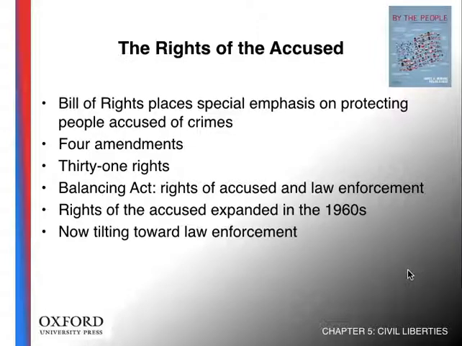So the Bill of Rights places special emphasis on protecting people accused of crimes. There are 4 amendments, 31 rights, and it's a balancing act between protecting the rights of the accused and law enforcement, which is security of the general public. The rights of the accused expanded in the 1960s, and a lot of those rights were incorporated around that time. But now it's tilting a little more towards law enforcement than the rights of the accused.